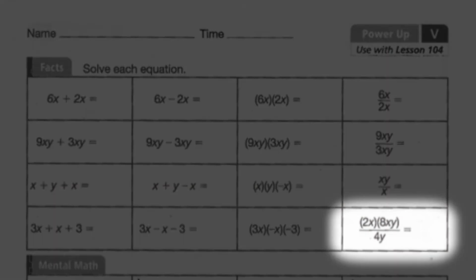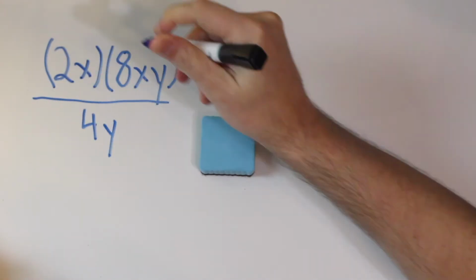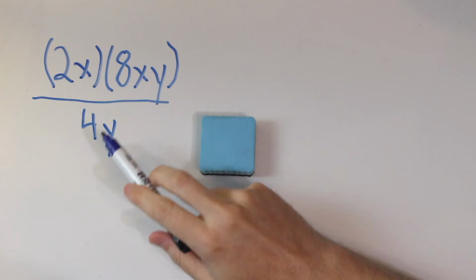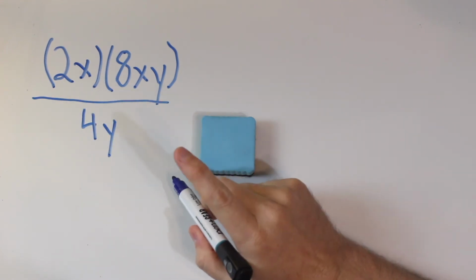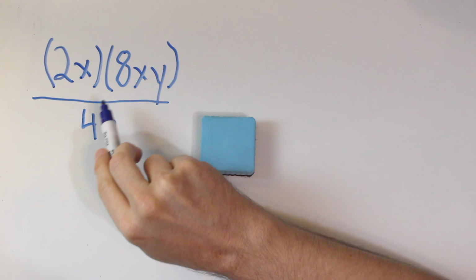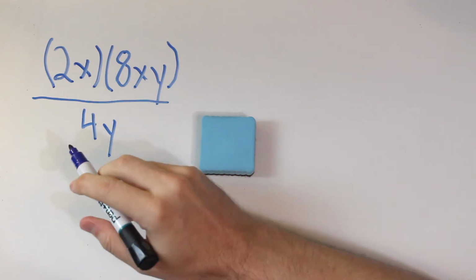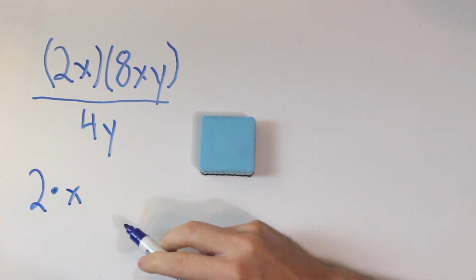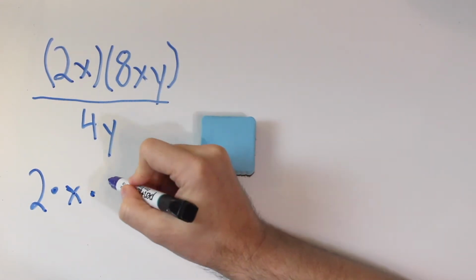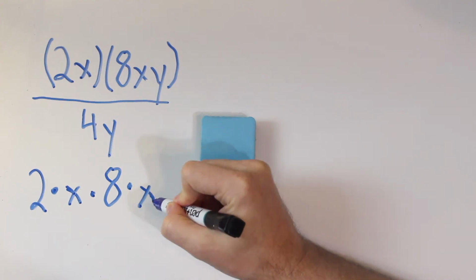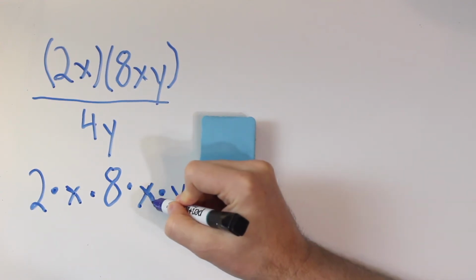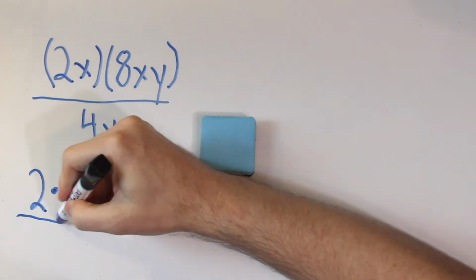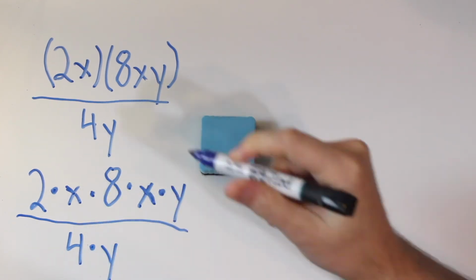Finally, we have 2x times 8xy over 4y. For this problem, which has multiplication and division, it will help you to write out 2x, 8xy, and 4y in this way. 2x becomes 2 times x. 8xy becomes 8 times x times y. And 4y becomes 4 times y.